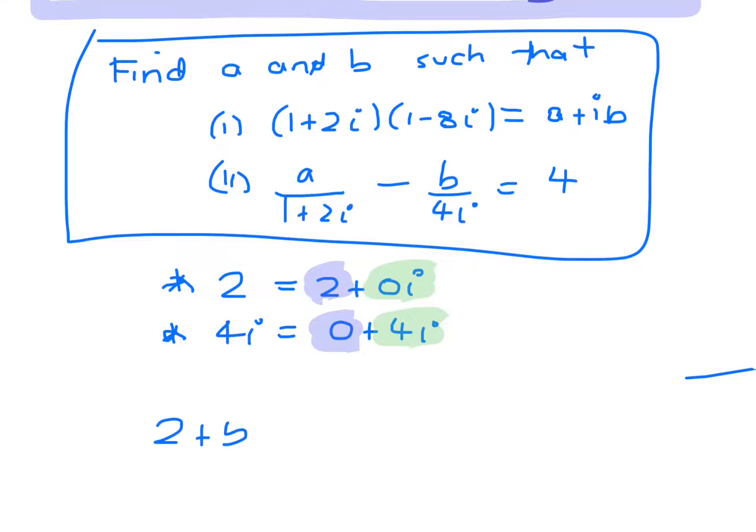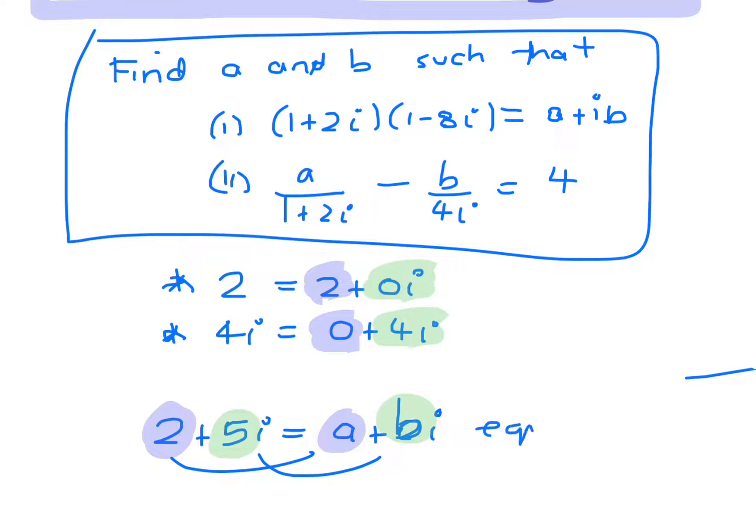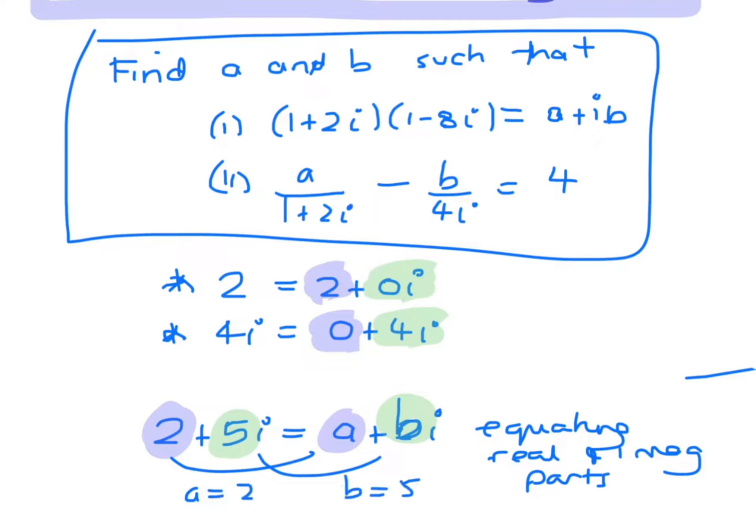So basically, if 2 plus 5i equals a plus bi or ib, the real parts will be equal. So the 2 will equal the a, and the 5 will equal the b. And that's called just equating real and imaginary parts. So a equals 2 and b equals 5.